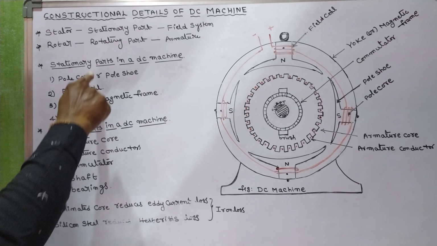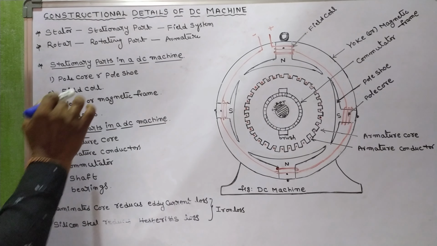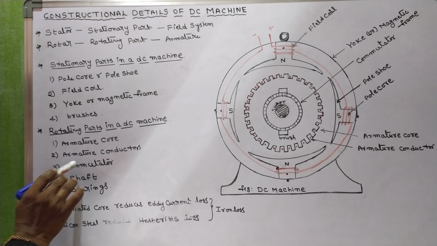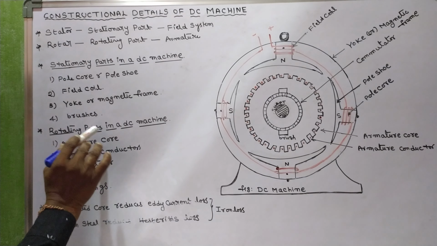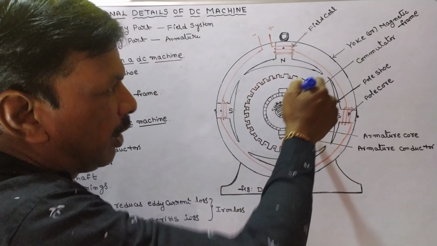Okay, so these are the stationary parts in the DC machine. The first one is pole core and pole shoe. The second one is field coil, yoke or magnetic frame, and brushes. These four are the stationary parts in a DC machine. And coming to rotating parts: armature core, armature conductor, commutator, shaft, bearings. These are all rotating parts in a DC machine. Let me see one after another.